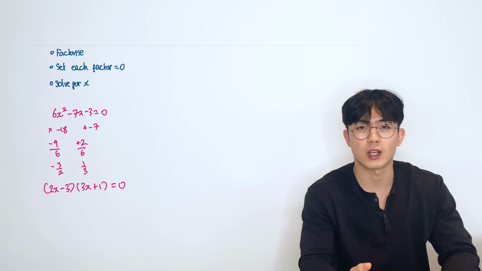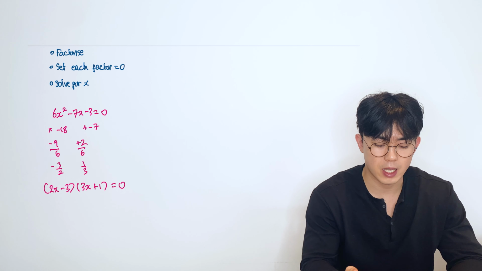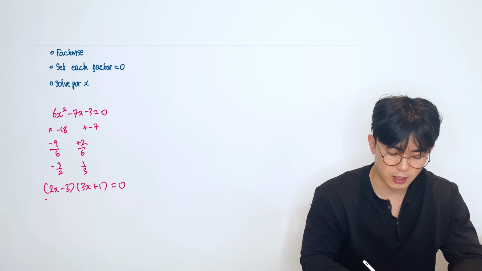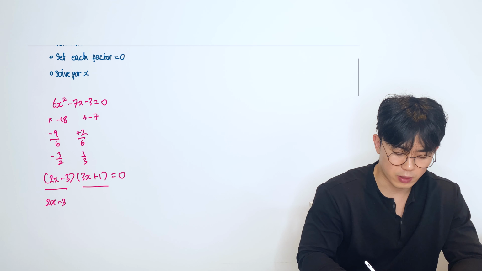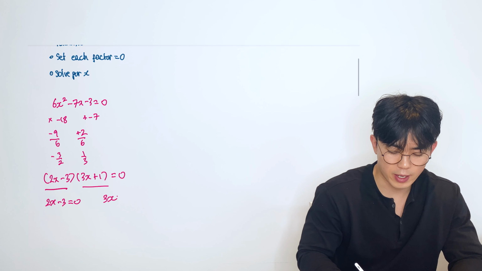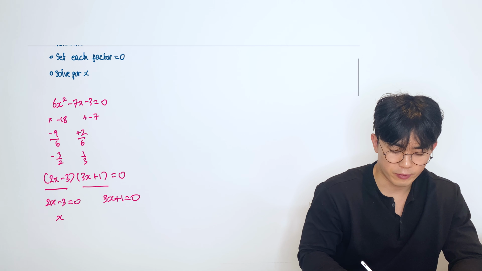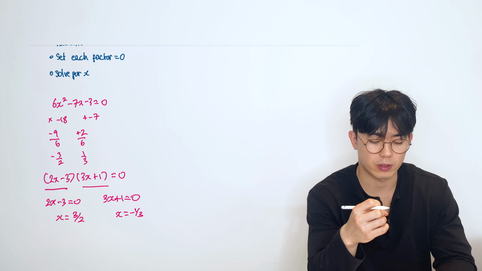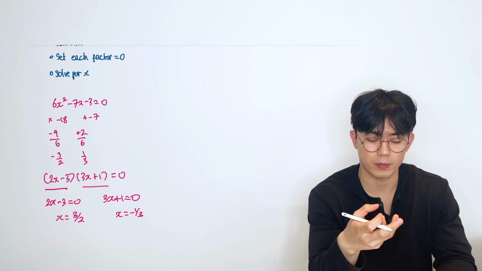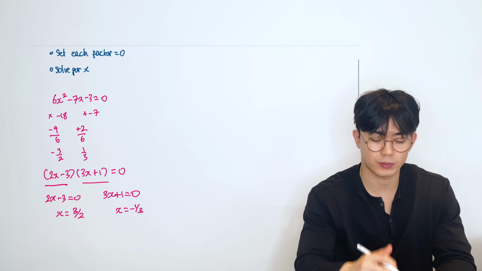So first things first, what we've done is factorize it. Now second step is set each factor to 0. So that means setting this equal to 0 and this equal to 0. So we can say that 2x minus 3 is 0, or 3x plus 1 is 0, and rearrange for x, giving us x is 3 over 2, or x is negative 1 over 3. So these values will allow us to say that this quadratic is equal to 0. It's a very simple process.